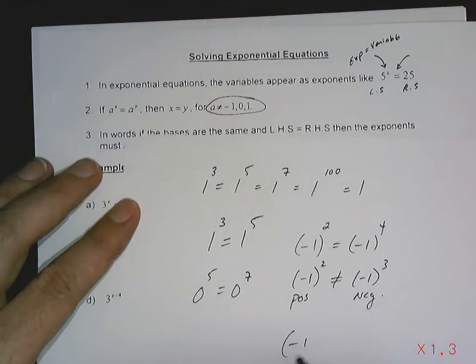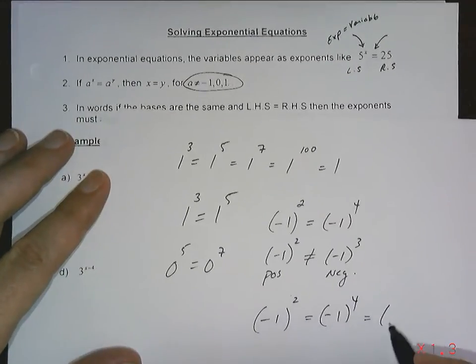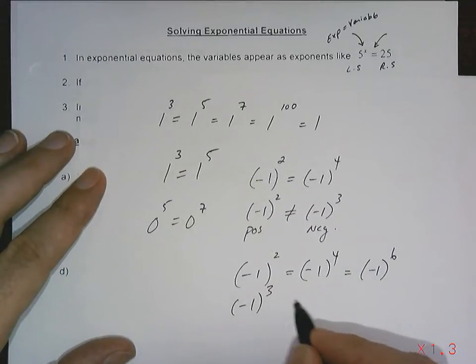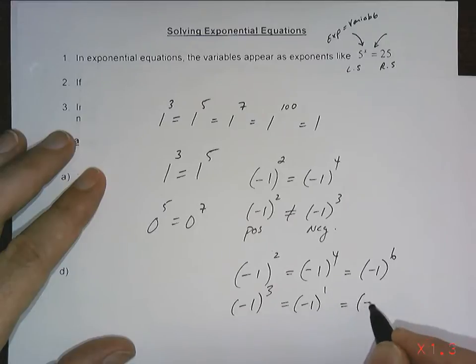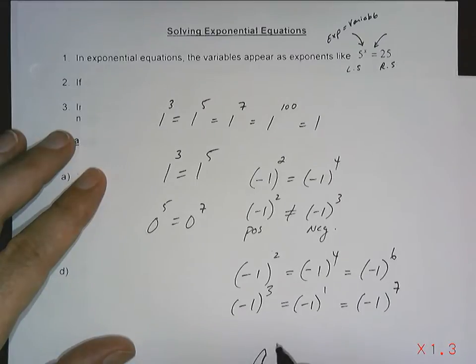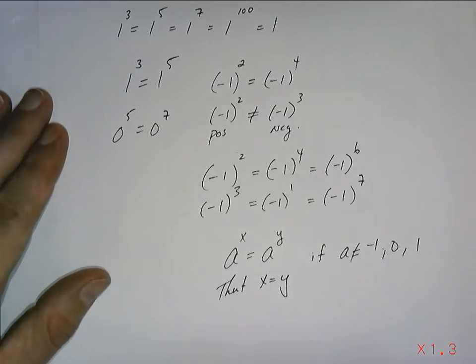But we do know that as long as I keep this even, it wouldn't matter what exponent I gave it. They're all going to work out to be positive. And as long as I kept this odd, they're all going to work out to be -1. And so it does not follow that if a to the x equals a to the y, then x equals y, if a is -1. Sorry, if a equals 0, that won't hold true. And if a equals 1, that won't hold true. But for any other base, it will hold true.